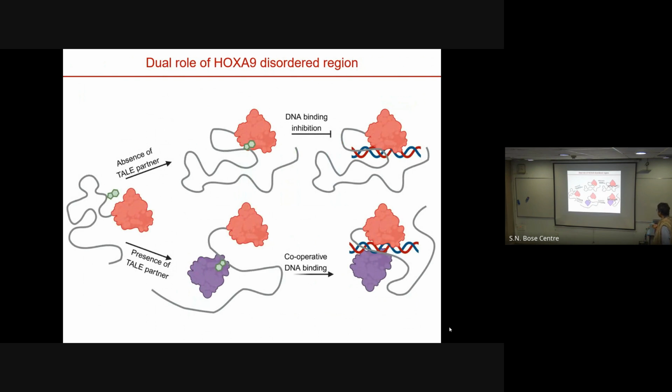So this is the model that we have for this protein. In the presence of the partner protein, this tryptophan, or the disordered region, has this dual role. In the presence of partner protein, it helps to bind DNA cooperatively, and together the binding affinity goes up, becoming much tighter than 40 nanomolar. But in the absence of partner protein, it inhibits DNA binding, so in this case it is around 240 nanomolar. Depending on whether the partner protein is present or not, it will drive it in this direction.